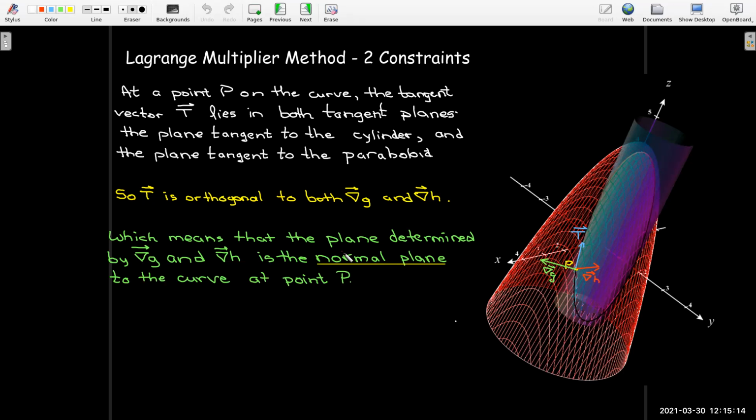The plane containing the gradient of g and the gradient of h is the normal plane. And remember, given two non-parallel vectors, they are contained in exactly one plane. So the normal plane is the plane that is determined by the gradient of g and the gradient of h.